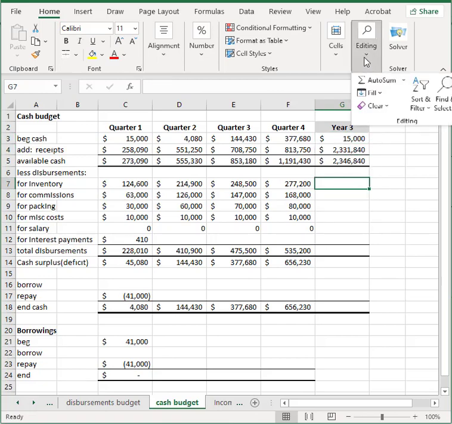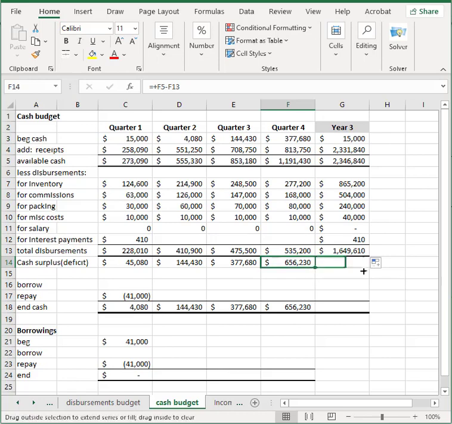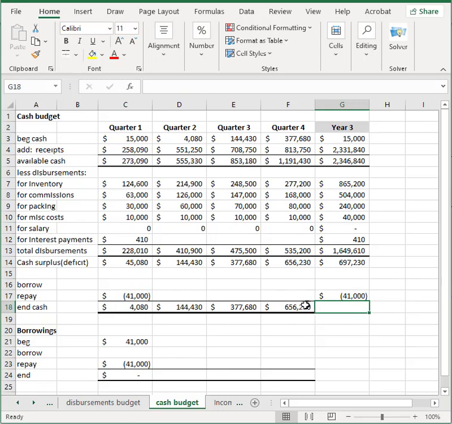And then here we can add up all the quarters for the payments. And then we can get the total of the year's disbursements. And then the deficit here is not the sum of these. It is the available cash minus the year's payments. I'm missing something because we've got to add these 2 things. These cells have to match. But I forgot about the 41,000. Now they match because the end of the 4th quarter is the same as the end of the year. So this has to match, and it does.